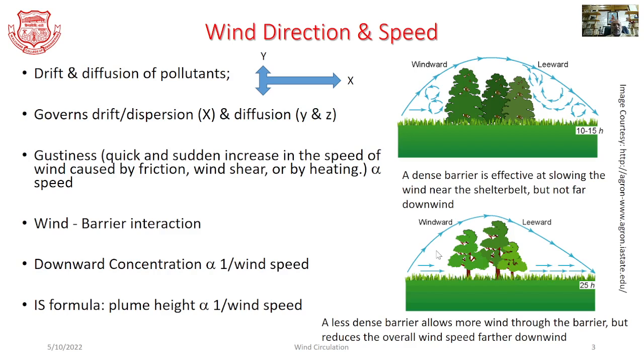These concepts we are using in view of the pollutant concentration likely to occur downwind. So this concentration will be high if the wind speed is low. Based on the same concept, the IS formula suggests the expression to work out the plume height, which also tells that it is in inverse proportion with the wind speed.